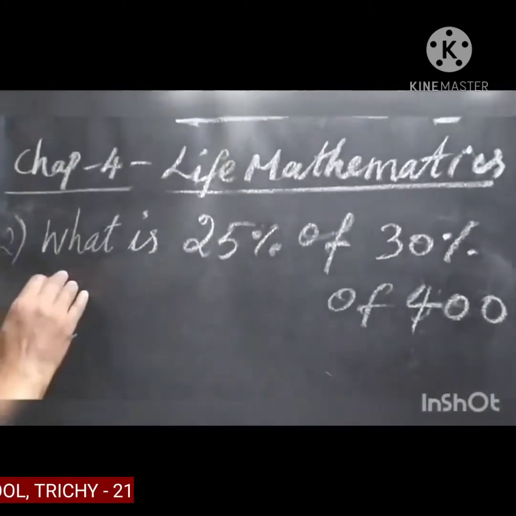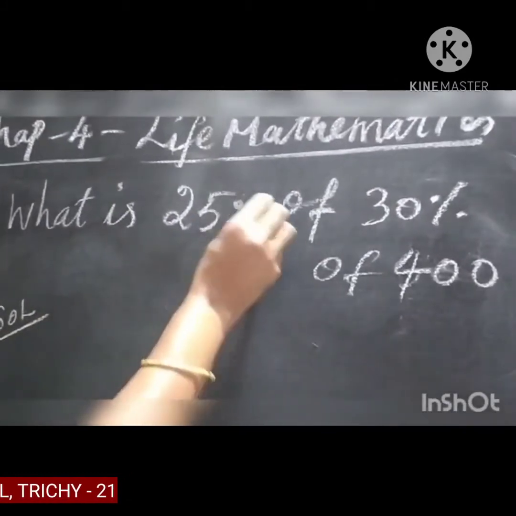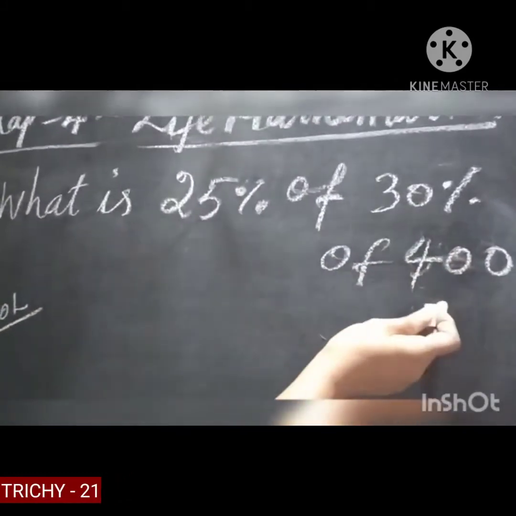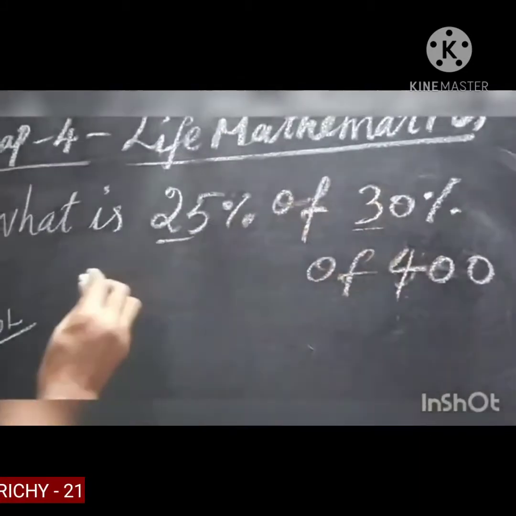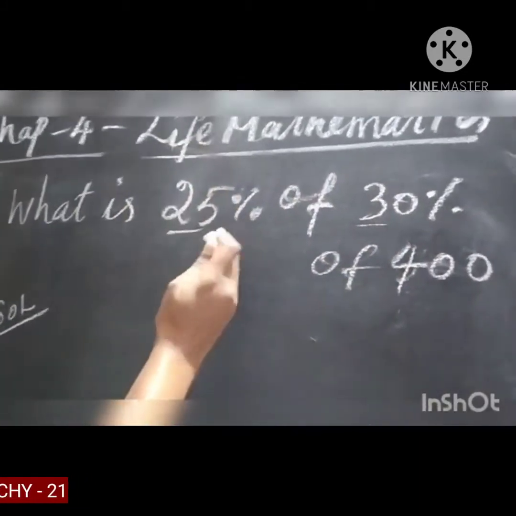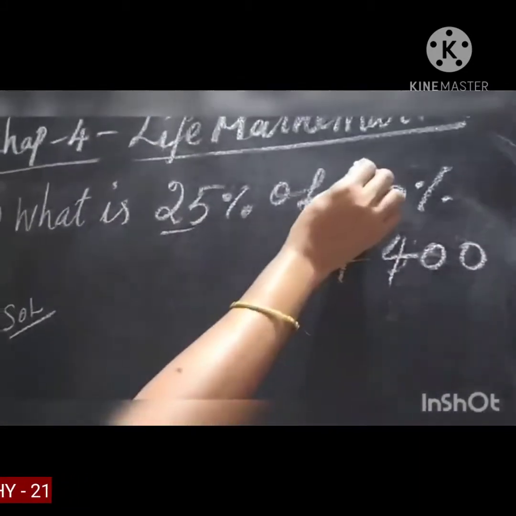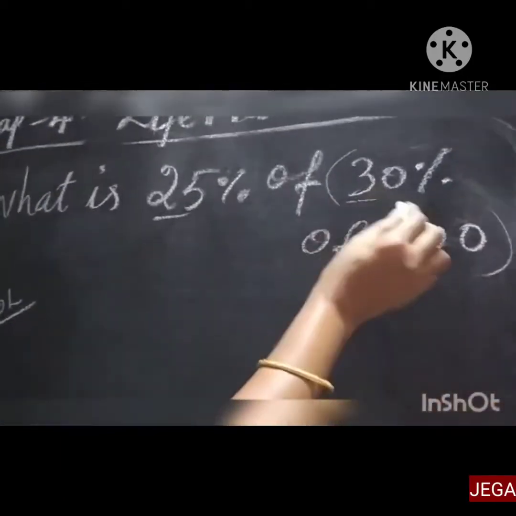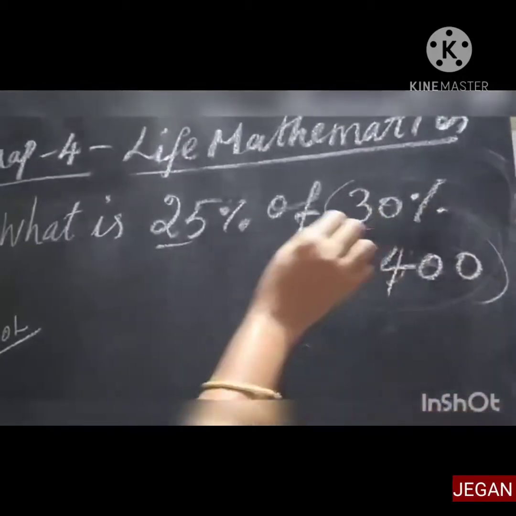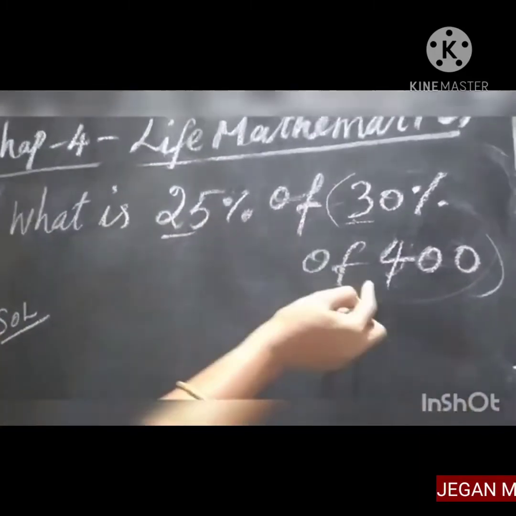See the given one. What is 25 percentage of 30 percentage of 400? 2 percentages are given here. What is 25 percentage of 30 percentage of 400? So you have to find out the last one first. After that you have to calculate 25 percentage of this answer.